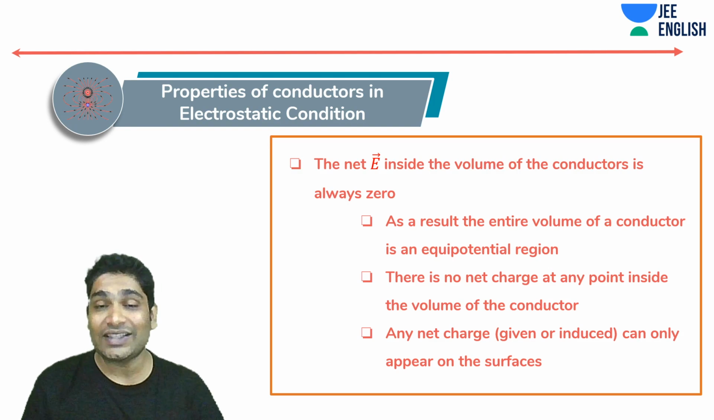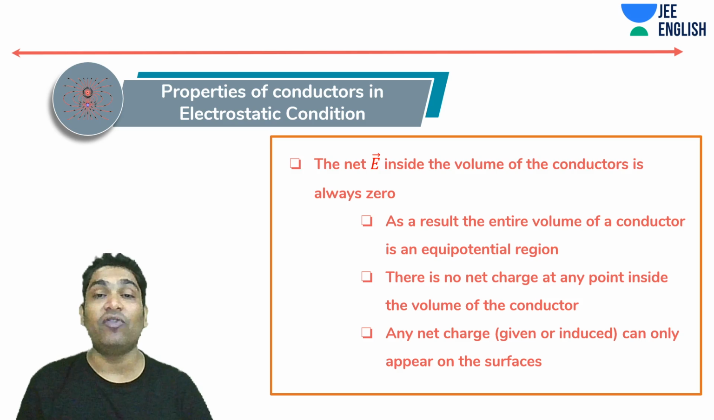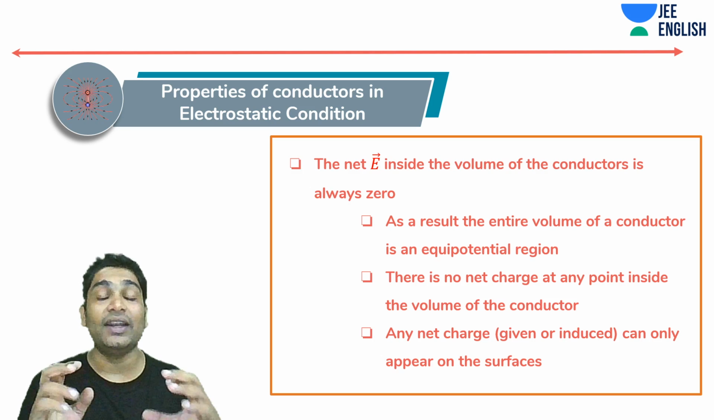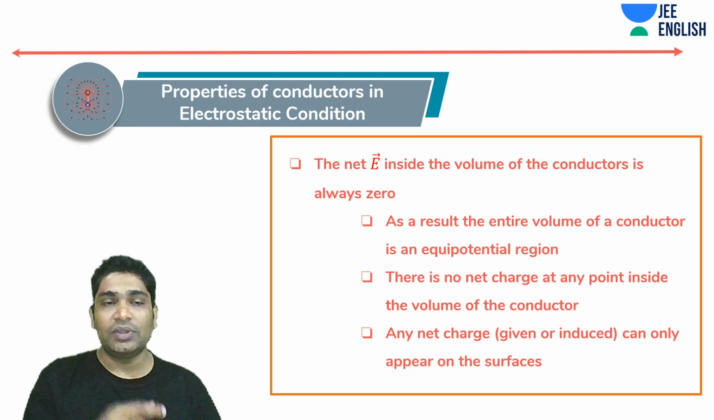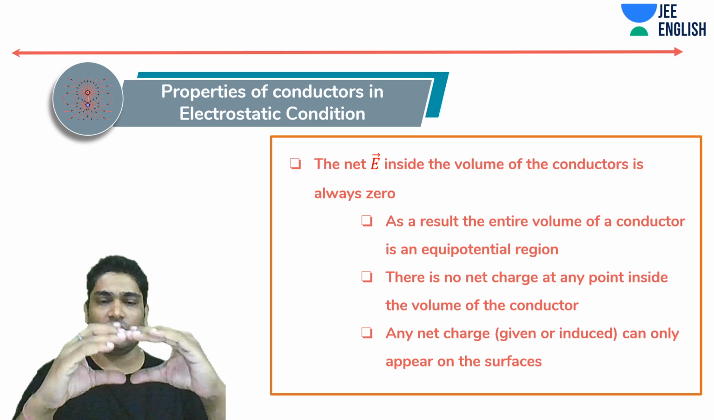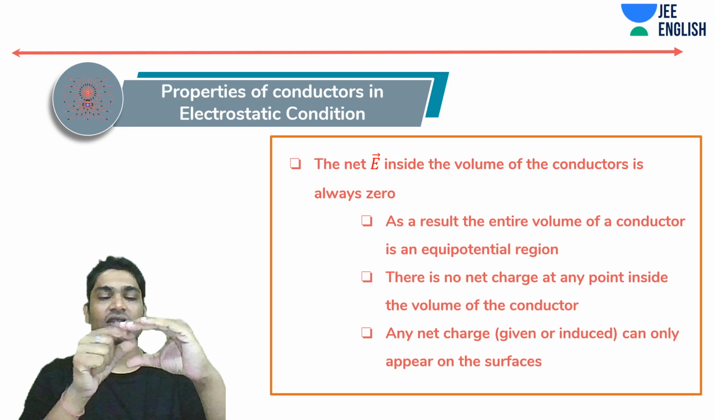First of all, we say that the net electric field inside the volume of a conductor is always zero in an electrostatic condition. How can I say that? Let's assume otherwise. Let's assume there was an electric field inside the volume. So here's my conductor and let's assume there was some kind of electric field.